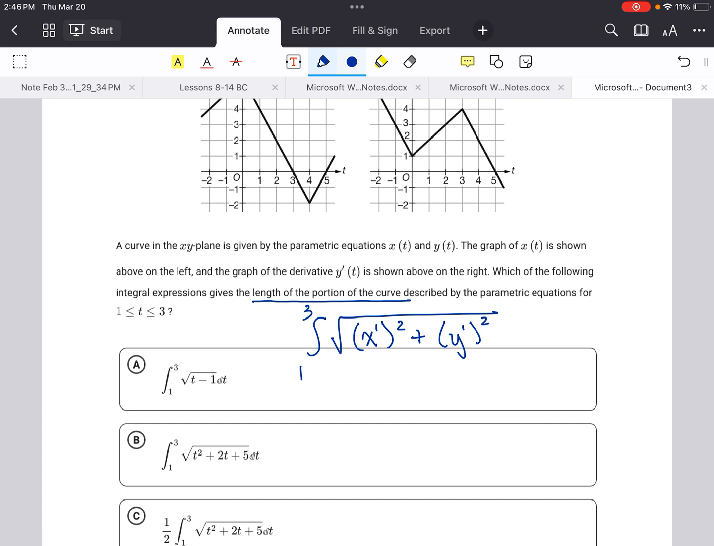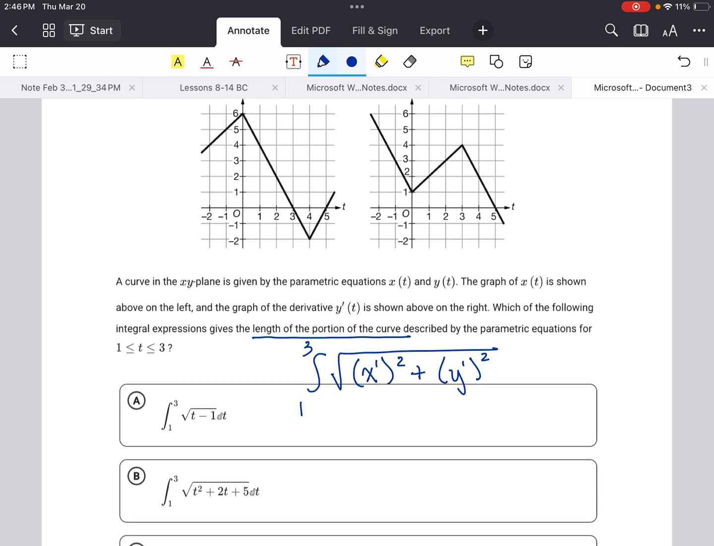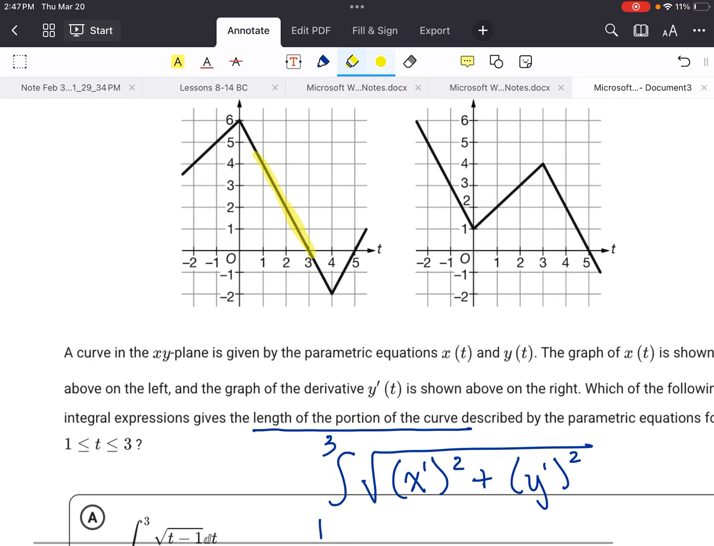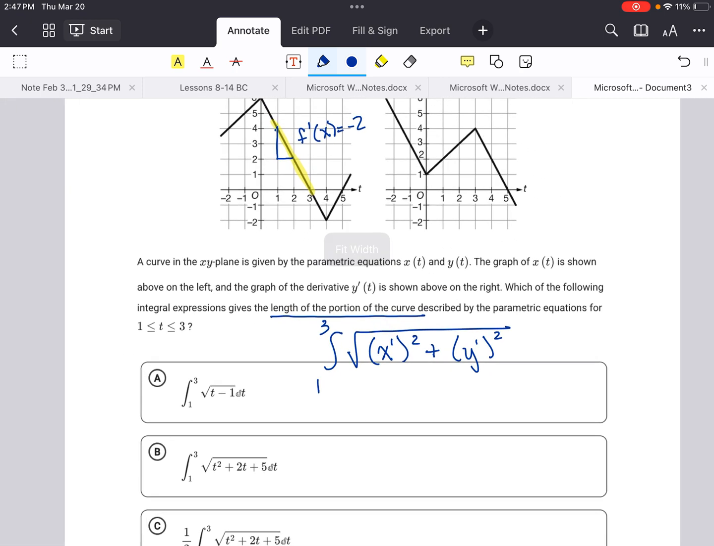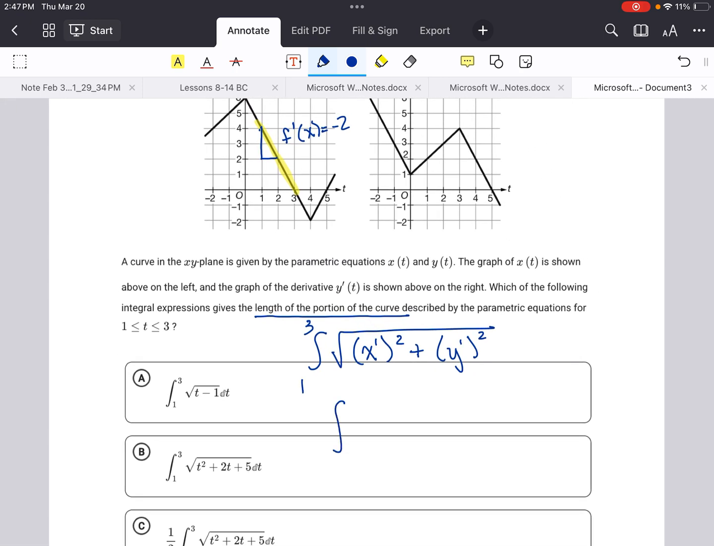Okay, so when I look at this section of the graph between 1 and 3, the derivative is the slope of the tangent line. So that function is linear. So what is the slope for that section of the graph? Well, I can just look at this and tell that it's rise over run, so it's -2 over 1. So the derivative in that section is -2. So x prime is -2, and then I'm going to need to square it.